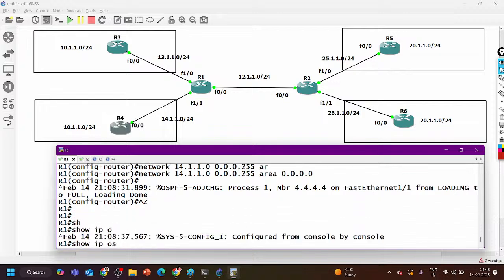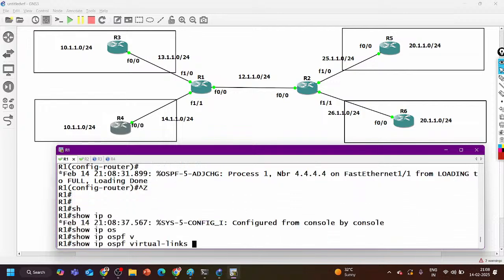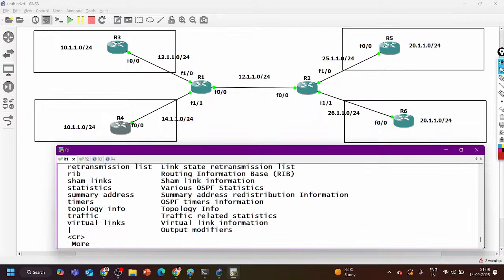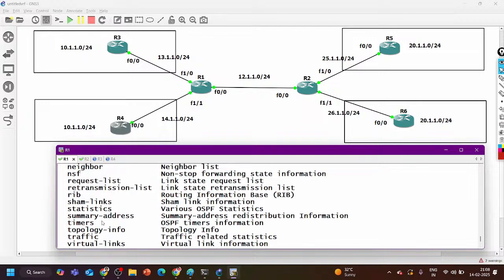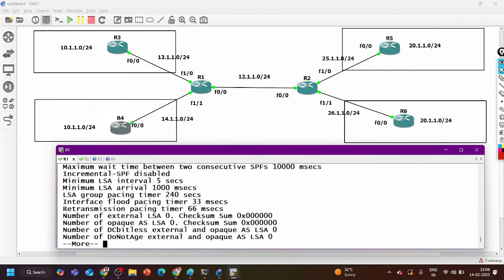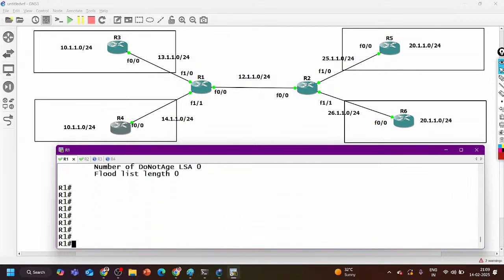So show IP OSPF neighbor for VRF. Show IP OSPF VRF B neighbor, like EIGRP.